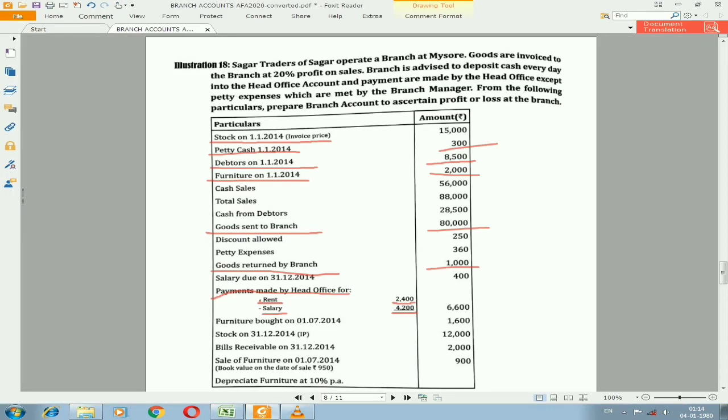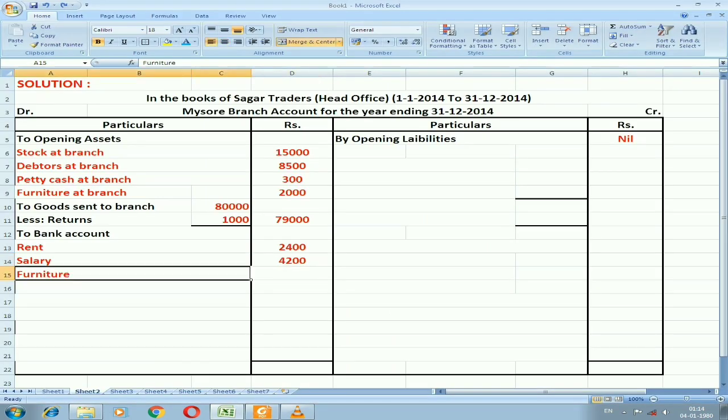Apart from this, we have one more expenditure in the middle of the year, that is they have purchased furniture. That is also an expenditure for branch, but that will be paid by head office. All the expenditure will be paid by head office except petty cash. That is the reason it is an additional expenditure we are supposed to take. So furniture amount of rupees 1,600 is an expenditure. That is the reason I'm adding it. Apart from that, we don't have any other expenditure which is made by branch, which will be given by the head office.